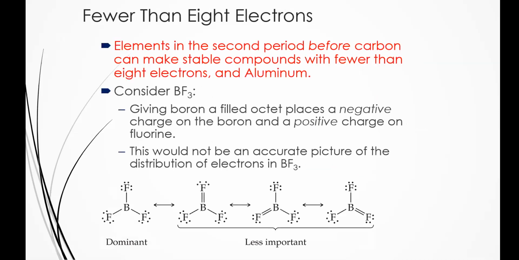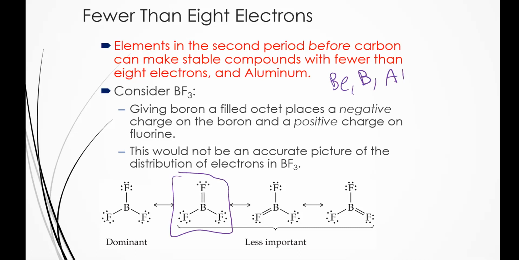So the first one we talk about is there are fewer than 8 electrons. Elements in the second period before carbon can make stable compounds with fewer than 8 electrons, and aluminum. So beryllium, boron, and aluminum are pretty much the only ones that make these exceptions. An example of this is BF3. We might say that BF3 existed like this with a double bond of our boron to our fluorine in order to satisfy that octet rule.